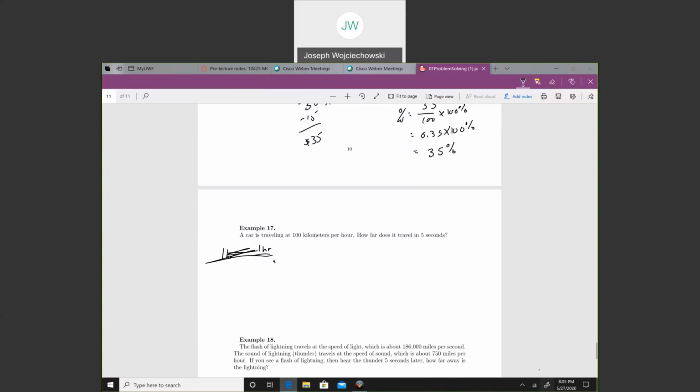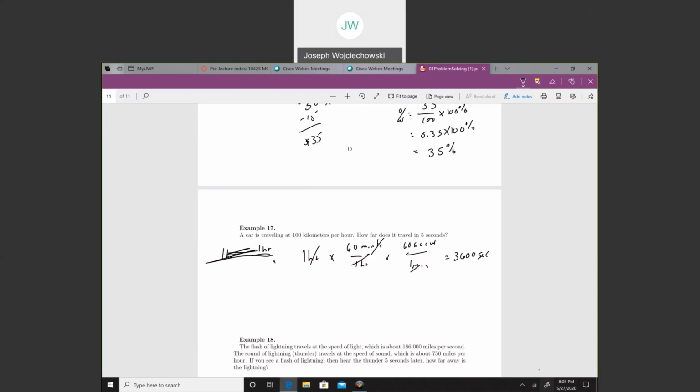You have 1 hour of time, which is 60 minutes, and 1 hour. And there's 60 seconds in 1 minute. Again, the hours cancel, the minutes cancel, and I get 3,600 seconds in an hour. And it travels 100 kilometers in that time. So how far does it travel in 5 seconds?